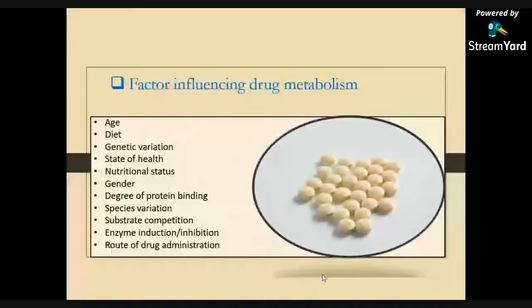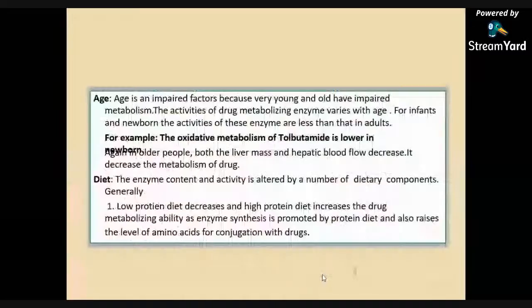So you can see here the age, diet, then genetic variation, state of health, nutritional status, gender, degree of protein binding, species variation, substrate competition, then enzyme induction or inhibition, and route of drug administration. These are the different factors which affect the drug metabolism of a particular drug. So we will discuss them one by one. You can see here the age.